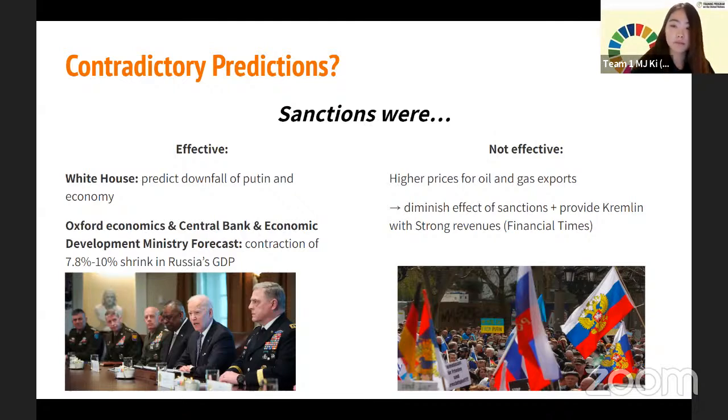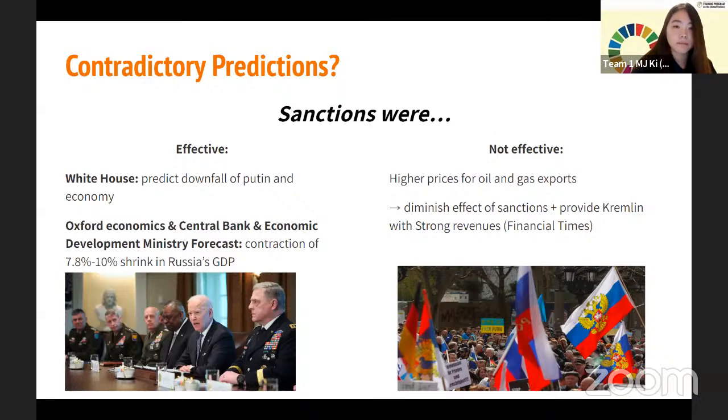Therefore, as this slide is saying, higher prices for oil and gas exports have so much diminished the effect of sanctions on the Russian economy and provided the Kremlin with strong revenues that Putin and the Russian government can direct towards supporting the economy and the armed forces.